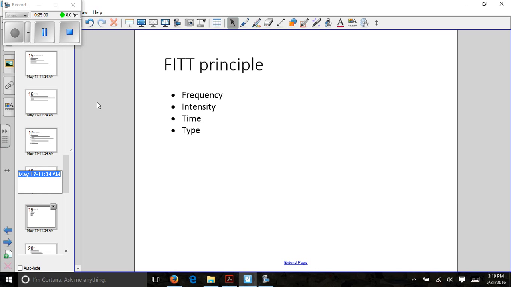I also call it the FIT-P principle because you need to have progression. Too often I see people that don't think about progression. They just give an exercise prescription. But we need to have our patients improve. So always try to keep in the back of your mind that you are going to need to progress them at some point.